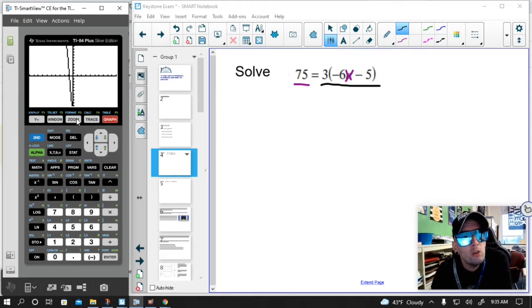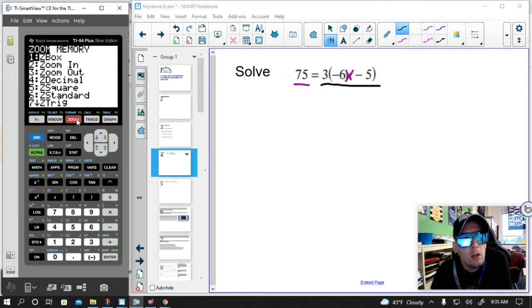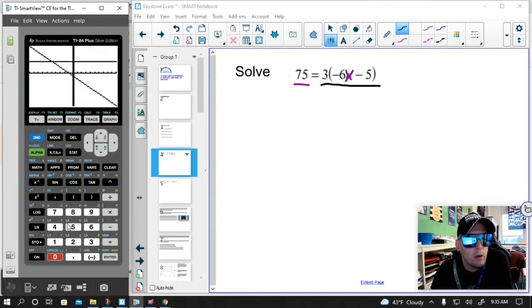So this is what you can do to see where those lines intersect. Go to zoom, and then go all the way down to zoom fit, which is going to be 0. And once you hit zoom fit, you get to see where they intersect. Sometimes you have to do this, sometimes you don't. If it's not giving you an answer, then you have to do zoom fit.